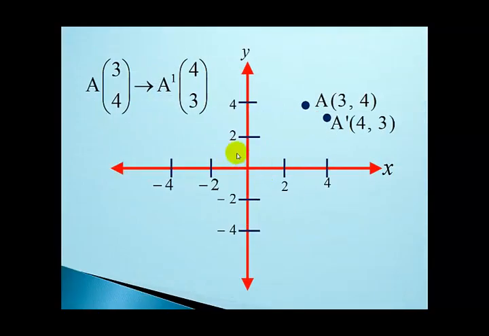Now, when we consider the graph, A is the point (3, 4), and the image A prime gives us (4, 3). That is reflection in the line y equals x. For (4, 3), the x-coordinate is 4 and the y-coordinate is 3. So this is A prime, (4, 3).